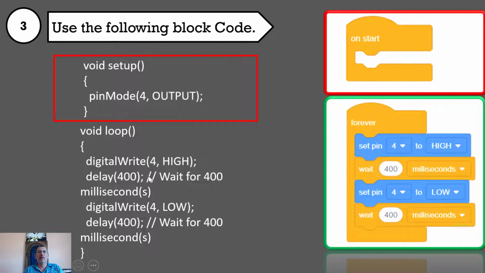Whatever comes after the forward slash is just a comment. And then again, this block code, set pin 4 to low, on the C++ side is digital write, pin number 4 between parentheses. The digital write function has 2 arguments. The first one is the pin value, which is 4, and then we're going to make this low. So we're going to turn on an LED and turn it off.